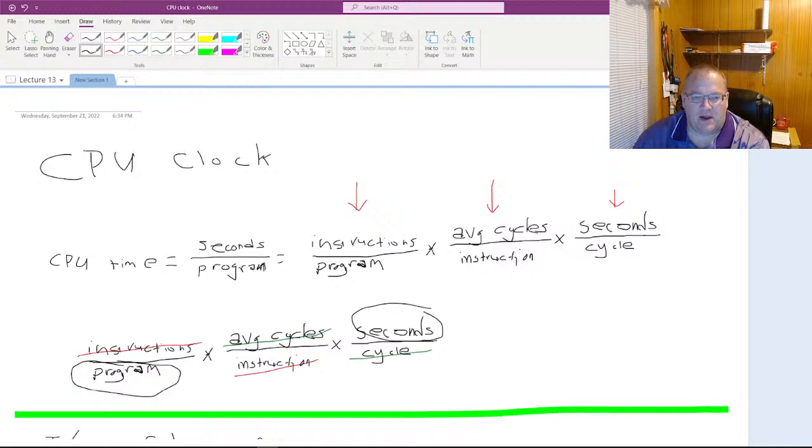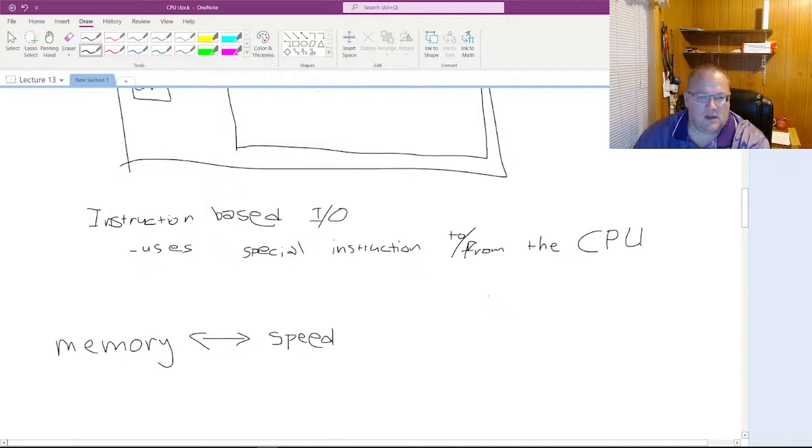The average cycles per instruction doesn't change. Should be just normal, or this should be the same. Hopefully. Well, no, because it reduces the number of cycles per instruction as well. Because it's just going to keep going, going right quick as it can. So we're kind of messing with those levers. We are going to be able to trade memory for speed, and they're kind of against each other.